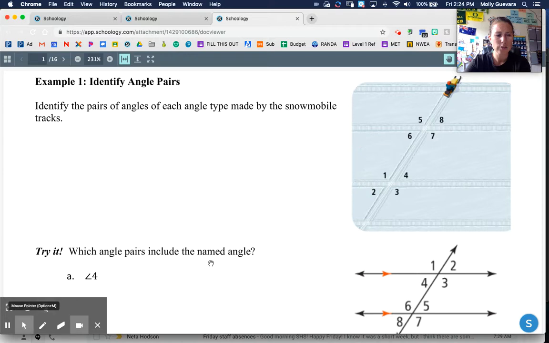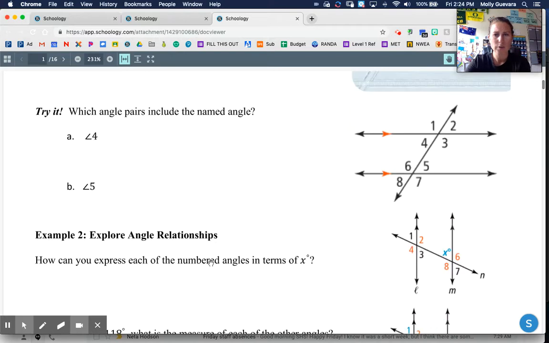Let's do a try it here. So I want you guys to just try it. Which angle pairs include the named angle? Meaning, what can I say about angle 4 with angle 2? What can I say with angle 4 about angle 8? What can I say about angle 4? So just write down every single relationship that you see that angle 4 has with any of these other angles. And then we'll check our work here in a second.